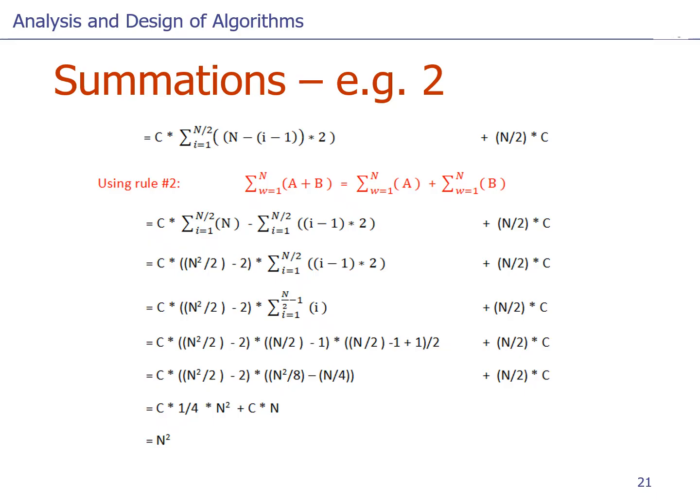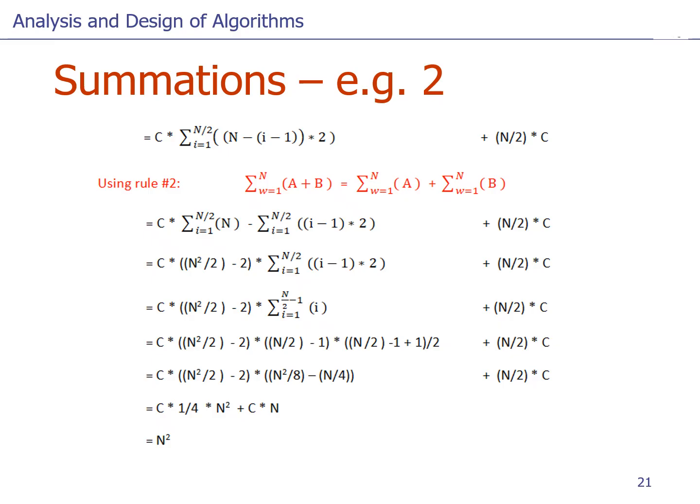Now in the next phase, I'm going to use rule 2. So the same line that we were discussing in the previous slide exists here as the top line in the slide. Now I'm going to use rule number 2 to distribute the summation on the term inside the brackets. So I will end up with a constant multiplied by a summation of i equal to 1 to n by 2 on n, minus the summation of i equal to 1 to n by 2 on i minus 1 multiplied by 2. And then on the right side of the plus, I have the same term that we've discussed before.